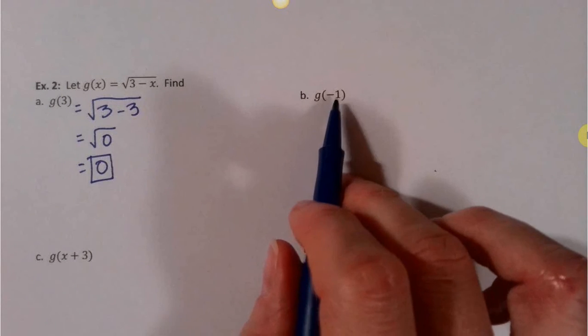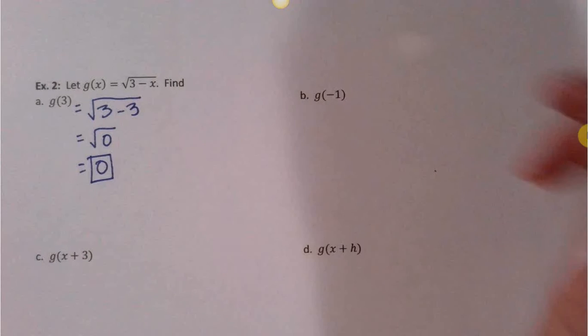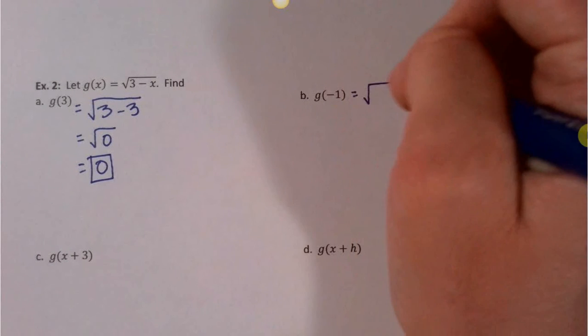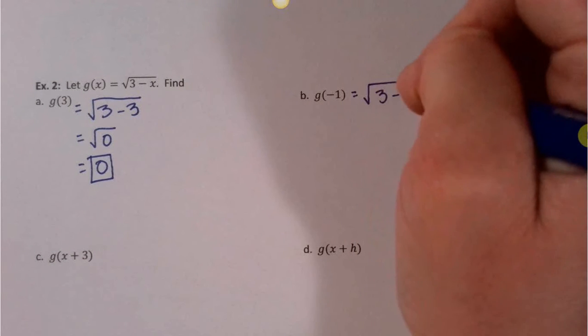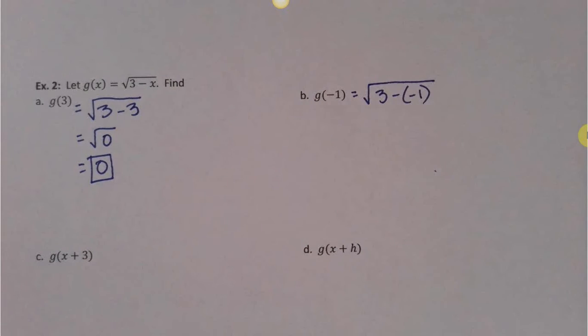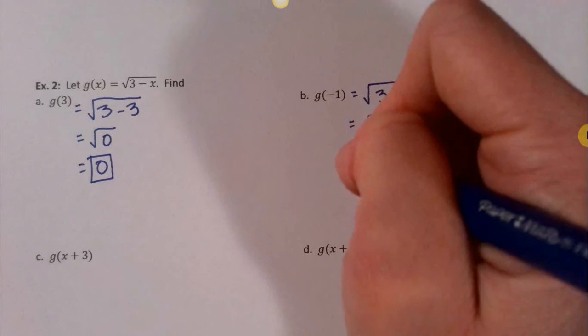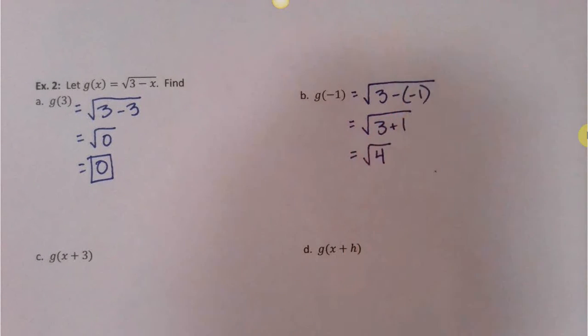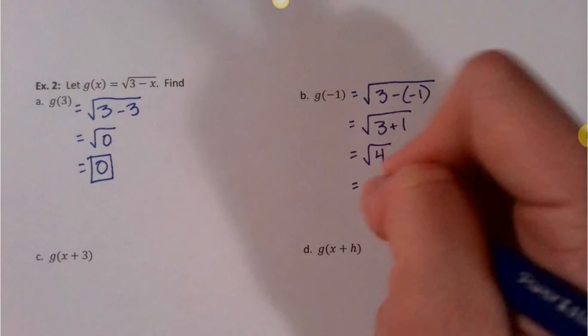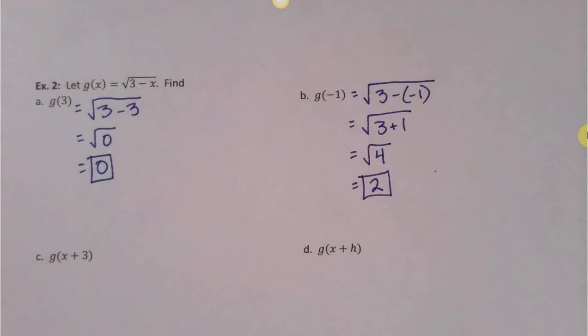G of negative 1 is telling us to plug a negative 1 in place of this x, which would look like the square root of 3 minus a negative 1, which 3 minus a negative 1 is the same as 3 plus 1, which gives us 4. And then the square root of 4 is 2.